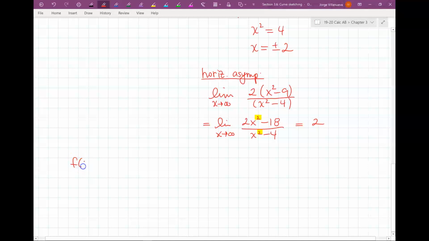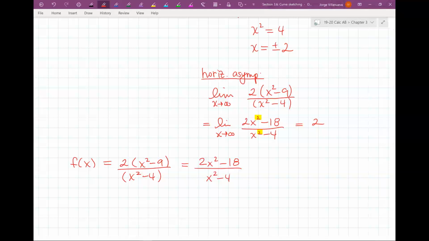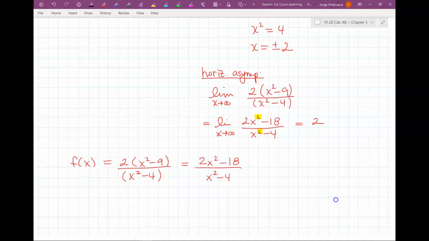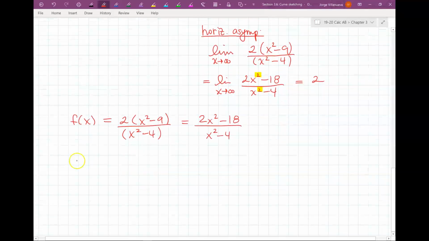So if f of x is 2 times x squared minus 9 over x squared minus 4, I'm going to multiply that 2 in, just like we did earlier, 2x squared minus 18 over x squared minus 4. And I'm going to take the derivative of that. Now, since that's a fraction, that means I need a quotient rule. Okay? So you guys can start the quotient rule. I'll do that as well.